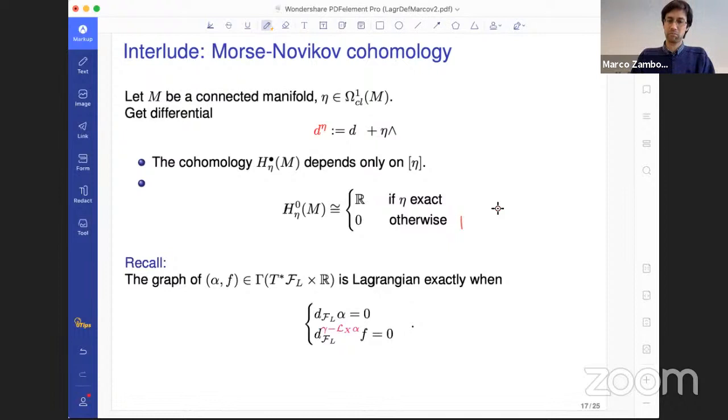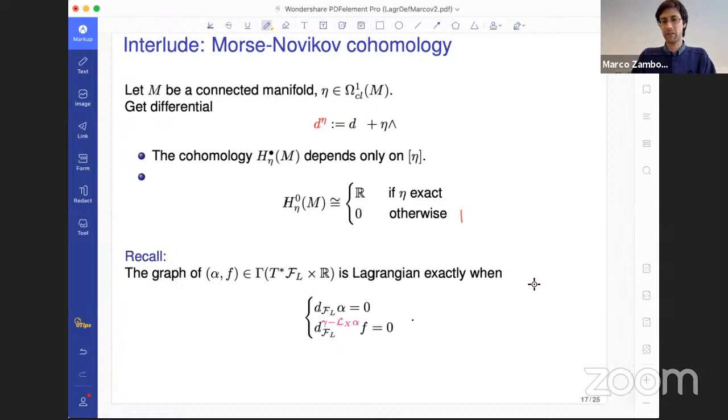As I was saying, this is relevant for what I was discussing because the deformation equations, the Maurer-Cartan equations, at least the second one of them, is phrased in terms of this twisted differential, twisted by this one form in red or pink.